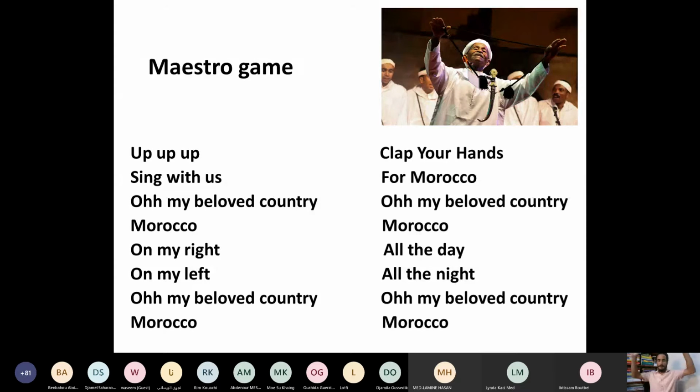For example, up, up, up, clap your hands, sing with us for Morocco. Oh, my beloved country. Morocco, Morocco. On my right all the day, on my left all the night. Oh, my beloved country, Morocco, Morocco.